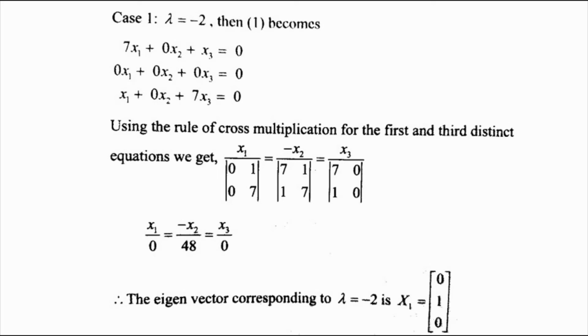When you do the cross multiplication rule, if you are doing for x1 you have to consider the other coefficients, that is 0, 1, again here 0 and 7. Similarly, minus x2 we should write, and in the denominator we need to leave the middle, that is the x2 values. We have to consider the x1 and x3 values. So here it is going to be 7, 1, 1, 7. In the same way, for the last one, the numerator is x3, and the denominator is the determinant 7, 0, 1, 0.